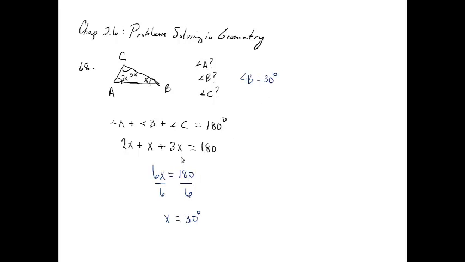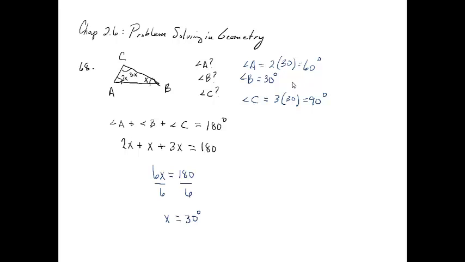Did I do that correctly? Let's check my work real quick. 2x plus x plus 3x is 6x. Yep, I did. Which equals 180. I get 6x equals 180 divided by 6. You get x equals 30. Who's x? Angle B. So angle B equals 30. Okay, angle A is 2x, which means angle A is going to be 2 times 30, which is 60 degrees. And angle C is 3x, which is going to be 3 times 30, which is 90 degrees.